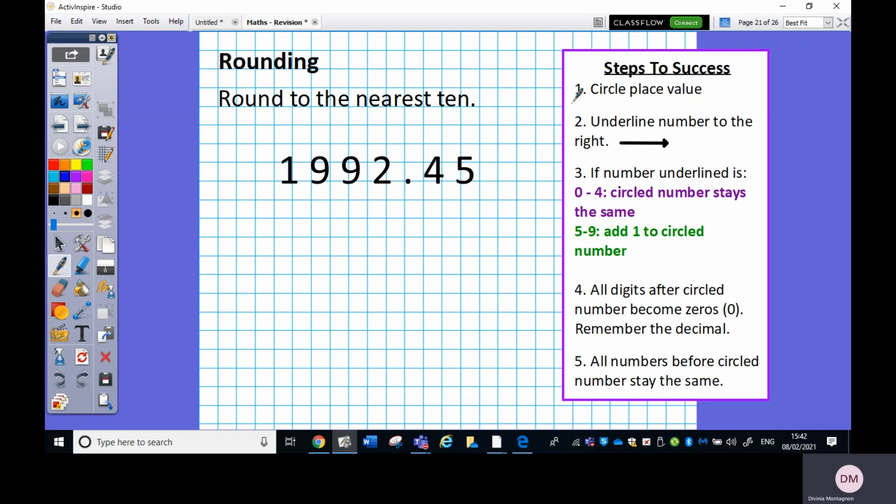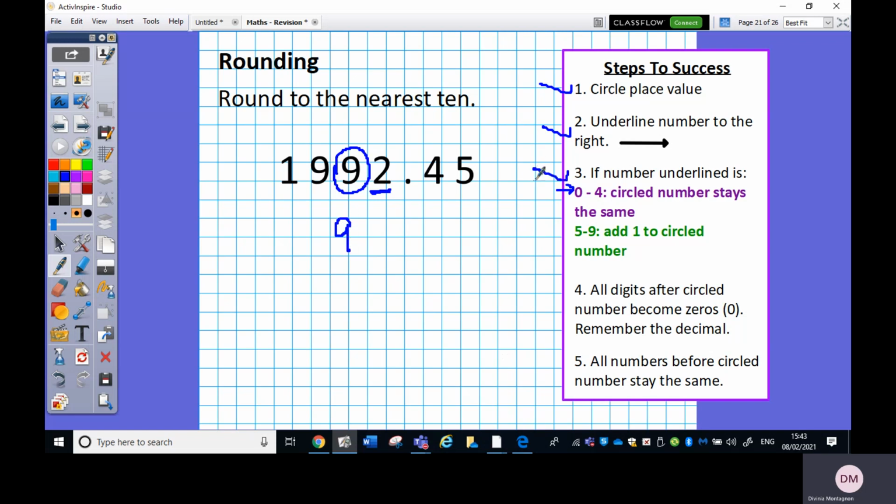Right, help me with this one. Which number am I going to circle? Oh, this one? You're right. It is the second 9, because this is the 1s, and therefore this is the 10s. Great. Underline the number to the right. Which number am I going to underline? Good. Getting the hang of this now. If the underlined number is 0 to 4 or 5 to 9, which one is it? Good, it's this one. So therefore, what do I need to do? Yep, this stays the same.